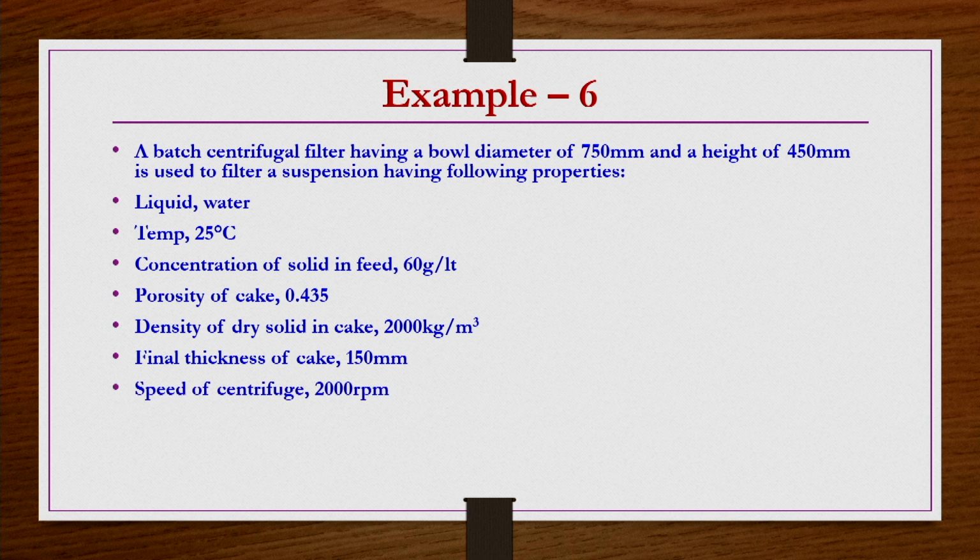Speed of centrifuge is 2000 rpm. Cake resistance alpha is 9.5 into 10 power 10 feet per lb, and filter medium resistance Rm is 2.6 into 10 power 10 feet inverse.